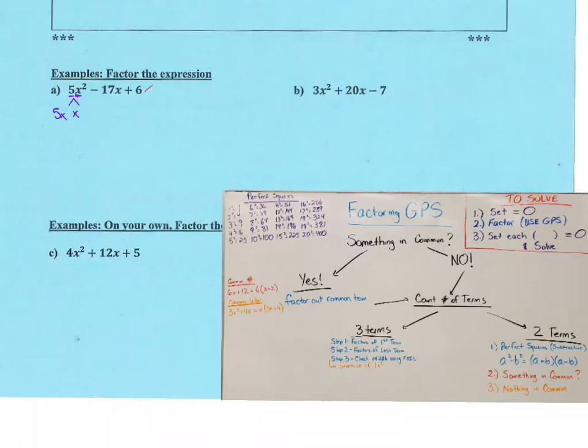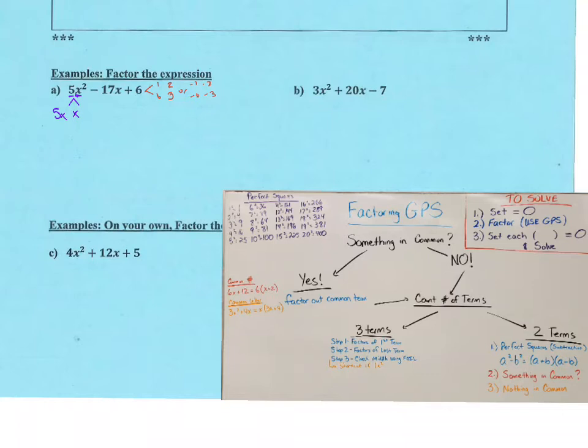Now when I go over to 6, remember, it's a positive 6. It could be 1 and 6, or it could be 2 and 3. Or remember, it could be negative 1, negative 6, negative 2, negative 3. Now I actually know that since there's a negative in the middle, it's probably more than likely going to be negative 1, negative 6, or negative 2, negative 3. So now I have to guess. Now there's actually 4 different options.